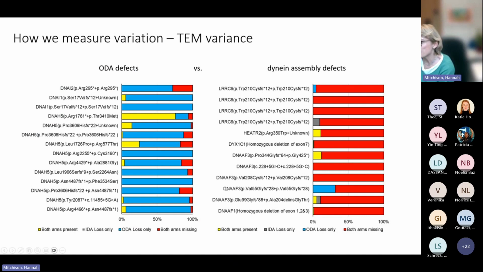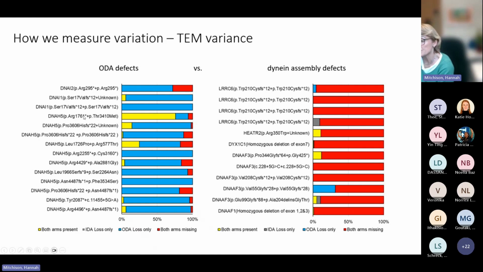a dynein assembly factor gene DNAAF3, here we have all cross sections completely lacking both arms, but here we have a good lot that was registered as only lacking the outer dynein arm. So you could easily get that confused with an outer dynein arm gene defect. So the genetics here is quite good.